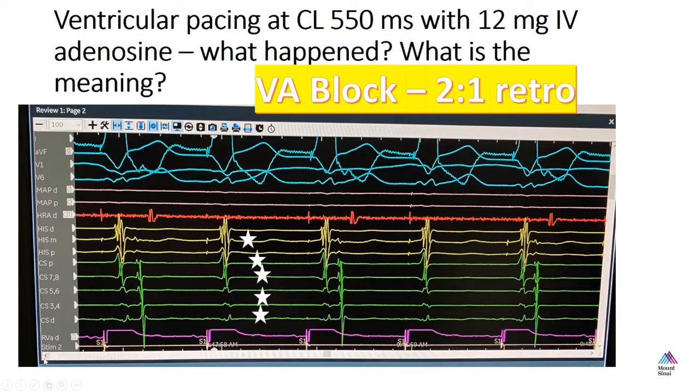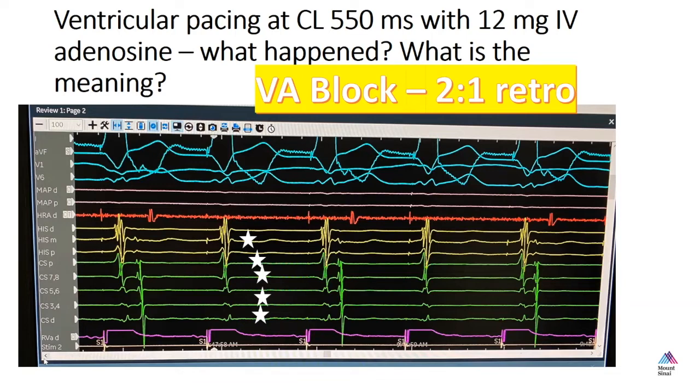Now, it's not a guarantee, of course. Why is it not a guarantee? Because some pathways actually are adenosine sensitive. So it's kind of like, for every rule there's an exception. But when we're doing an electrophysiology study, we're trying to gather our evidence piece by piece in terms of understanding what the mechanism of the tachycardia is.